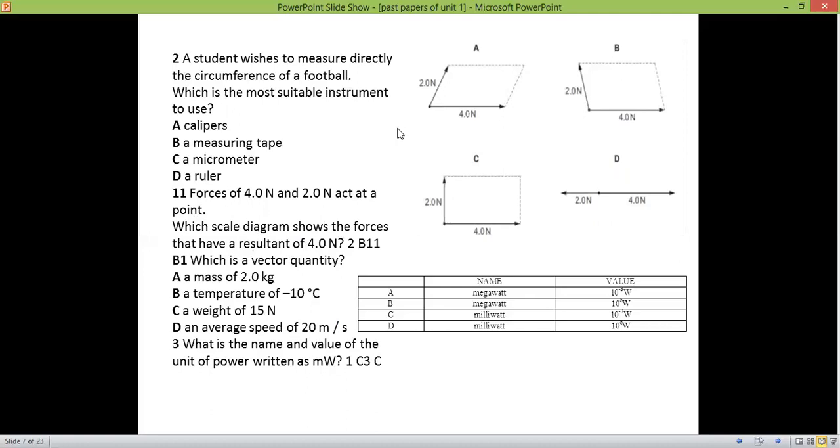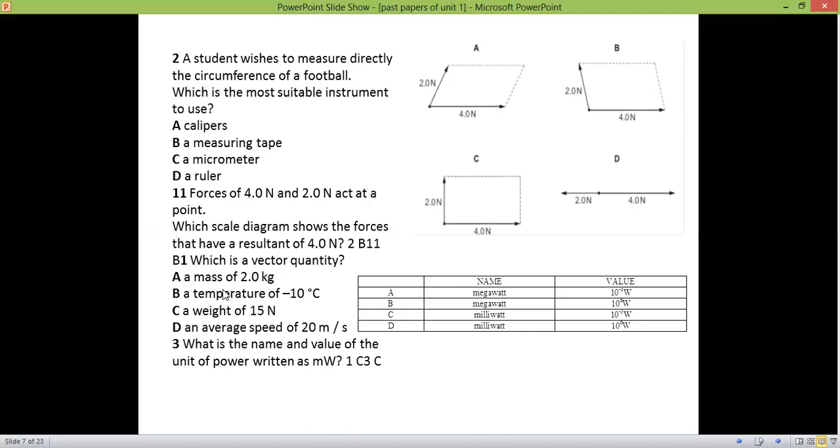So we're going to use a scale to measure the length of this line. Suppose it is 3 centimeter, then we have to draw the resultant in all these three diagrams. Resultant is drawn from the starting point towards the opposite corner, and we're going to measure the length. So if it is also 3, then it is a correct option, otherwise no. So A is the correct, because in this case the length of the resultant is equivalent to the length of this line.